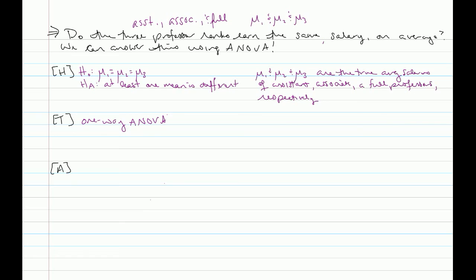So this is a one-way ANOVA for means. And again, that one way is because we have one categorical predictor. So each way in ANOVA tells us how many categorical predictors we have. In this case, that's rank.